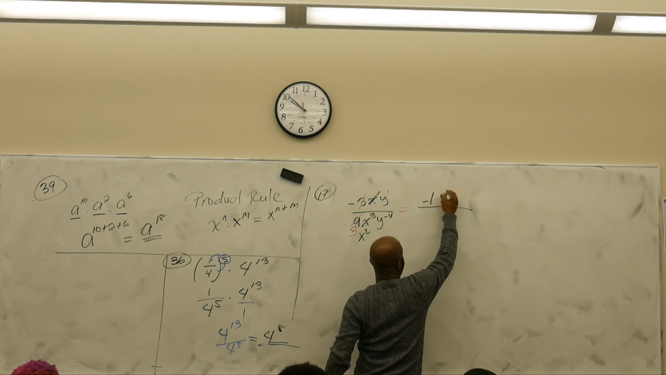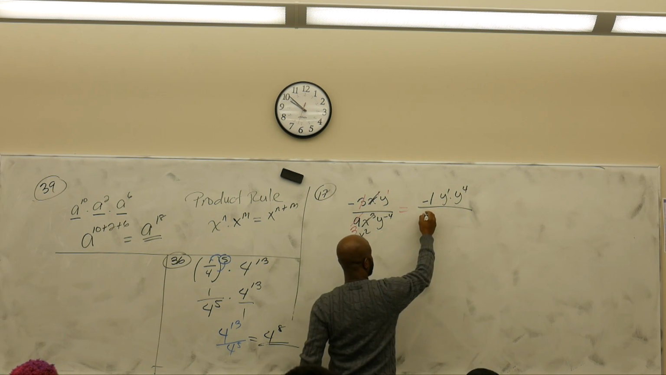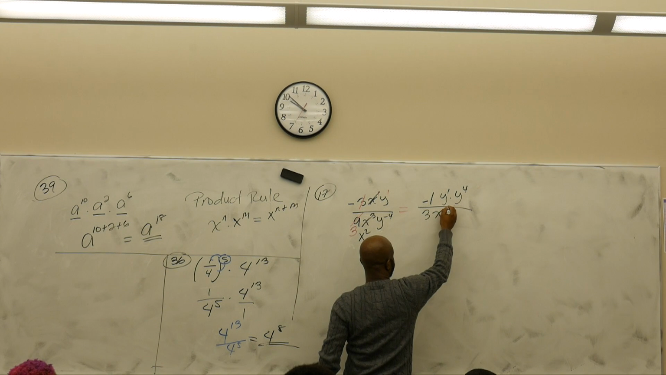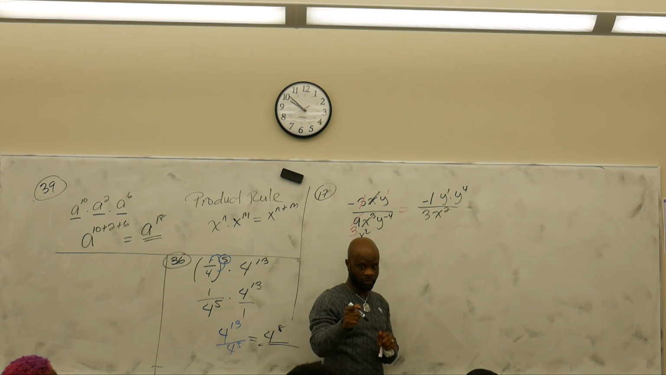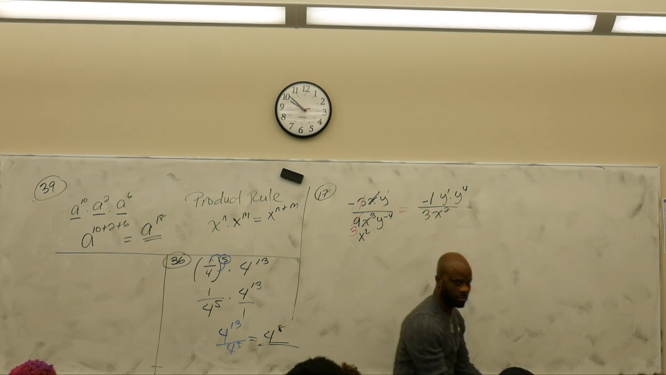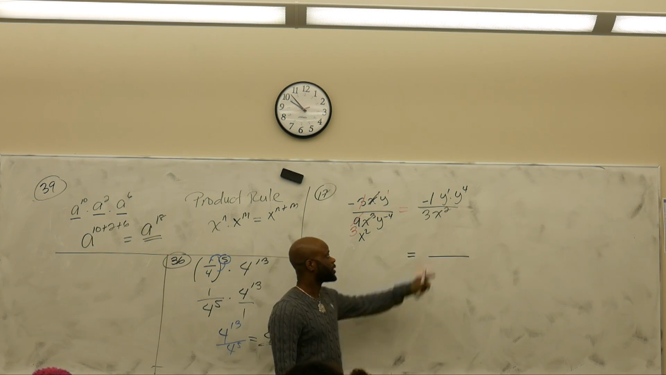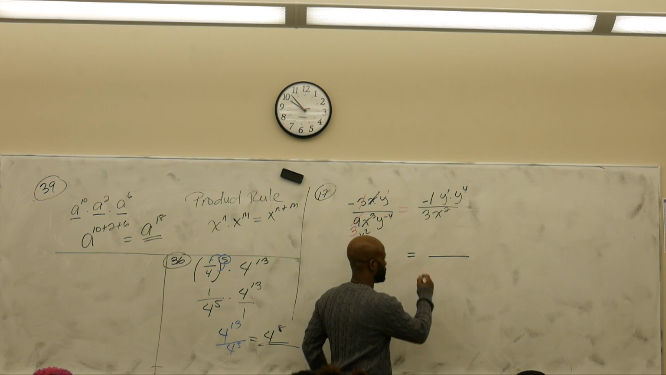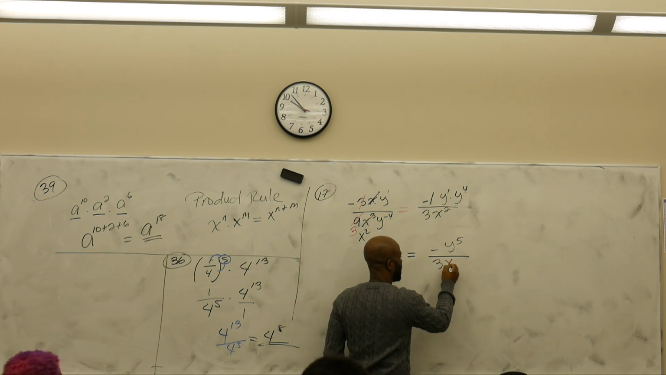So -1, y to the 1, y to the 4, because my cousin over there is already confused. All right. So now I get x, y to the 5th, and then 3x squared.